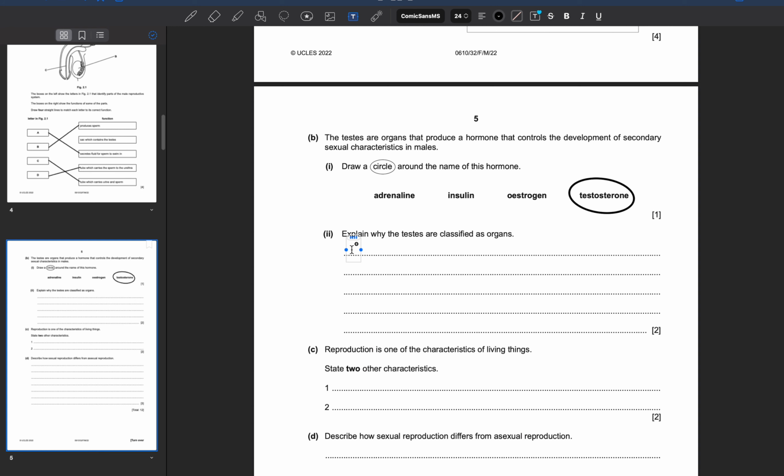So I have to write the definition of the word organ. So I will say that the testes are an organ because it is made out of different tissues. This is the first mark. That work together to perform a certain function, or a specific function.